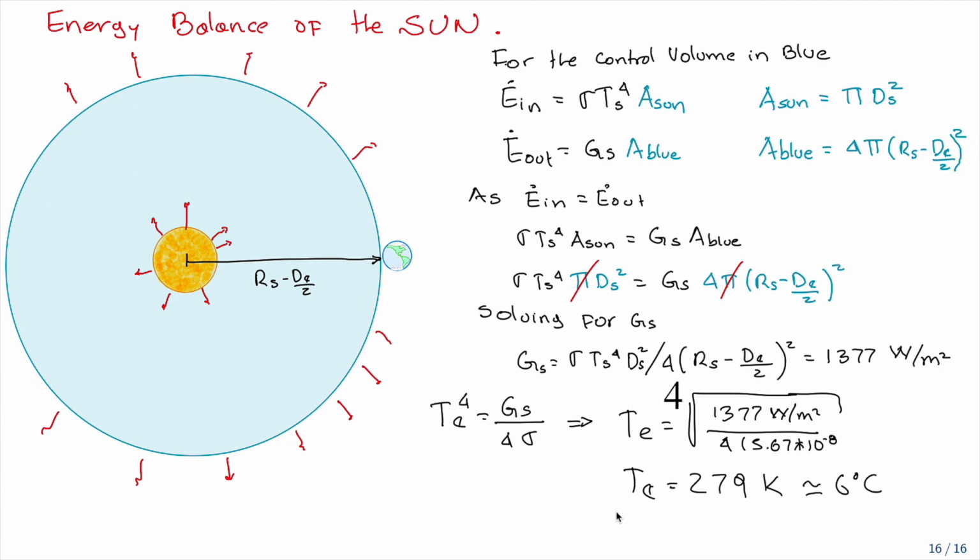which is a little bit lower than the average temperature of the Earth, but it is a very standard temperature of the Earth. So, for example, last week we had 6 degrees in San Angelo.